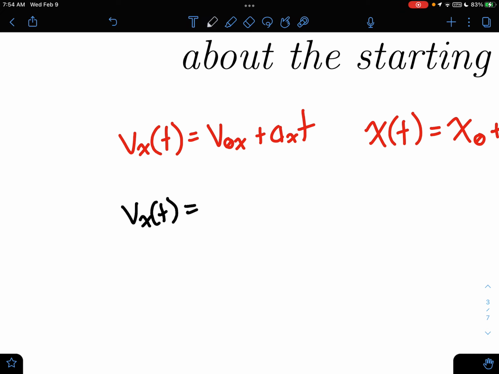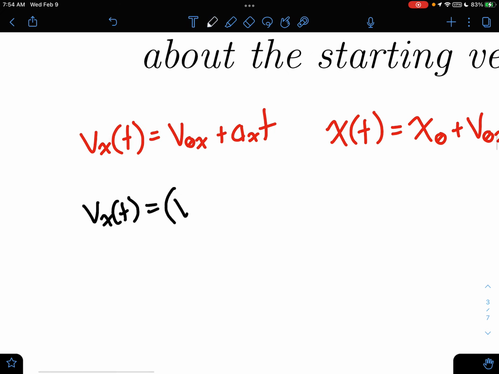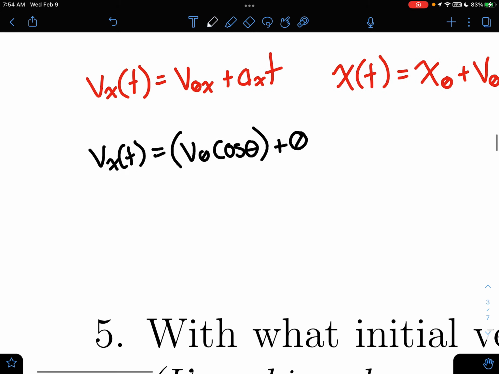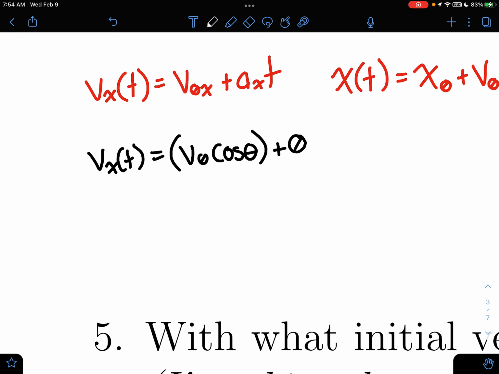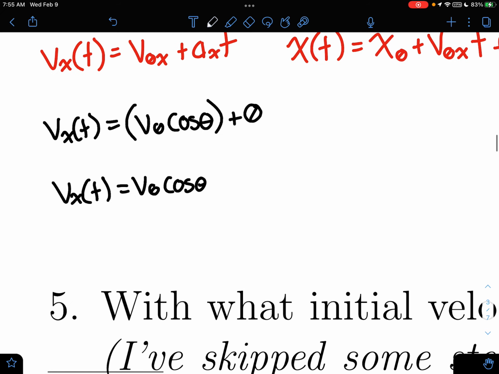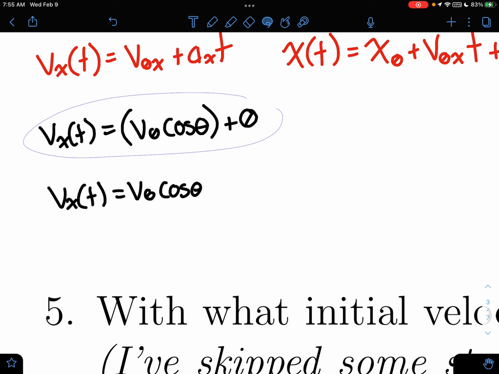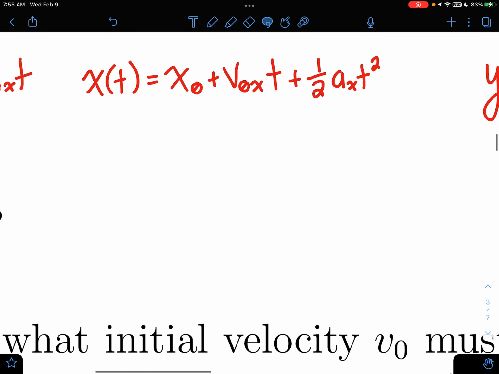V naught X, we just said that's going to be V naught cos theta. And our acceleration in the X is going to be 0, because we're only accelerating from gravity. That's only in the Y direction. So our first kinematic equation, Vx of t is V naught cos theta. That's all it is. Simplify that down. And I'm just going to move it over so now I have space to write down.